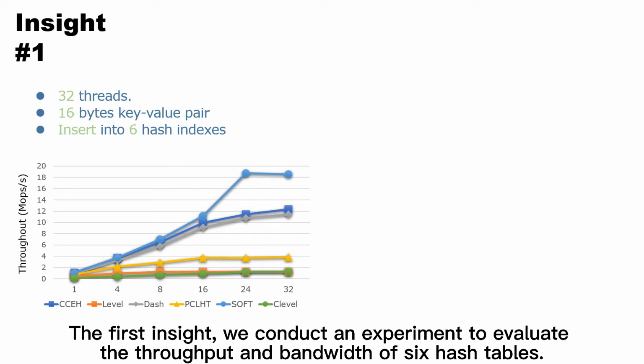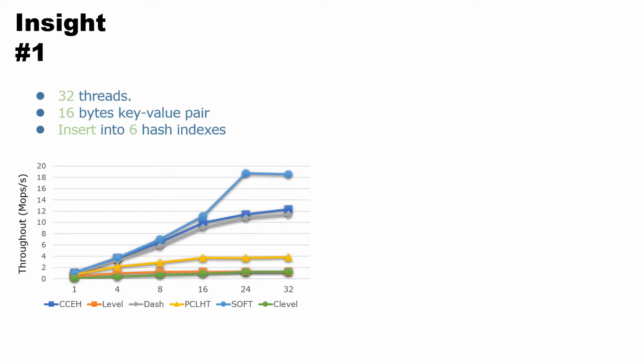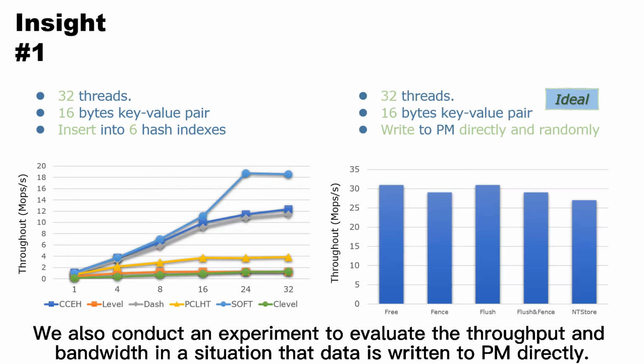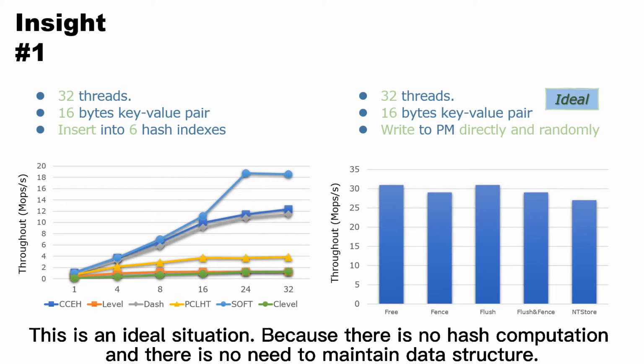The first insight: we conduct an experiment to evaluate the throughput and bandwidth of 6 hash tables. We use 32 threads to insert 16-byte key-value pairs. We also conduct an experiment to evaluate the throughput and bandwidth in a situation where data is written to PM directly. This is an ideal situation because there is no hash computation and no need to maintain a structure.